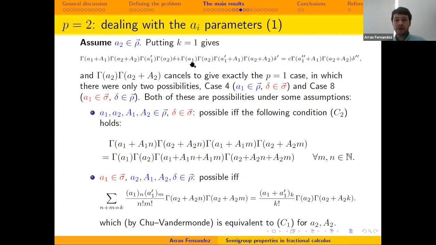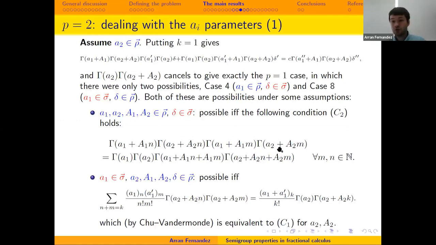And now every term in this equation is a multiple of gamma little a2, gamma little a2 plus big A2. Those two factors appear in every term, so we divide by them and we get exactly the p equals 1 case. So again, we've reduced to the previous case, which has only two possibilities, case 4 and case 8, and both of those give possible semigroup properties under some assumptions. So case 4 means delta is red, everything else is blue. We've assumed little a2 is blue, here little a1 is blue as well. So delta red, everything else is blue.